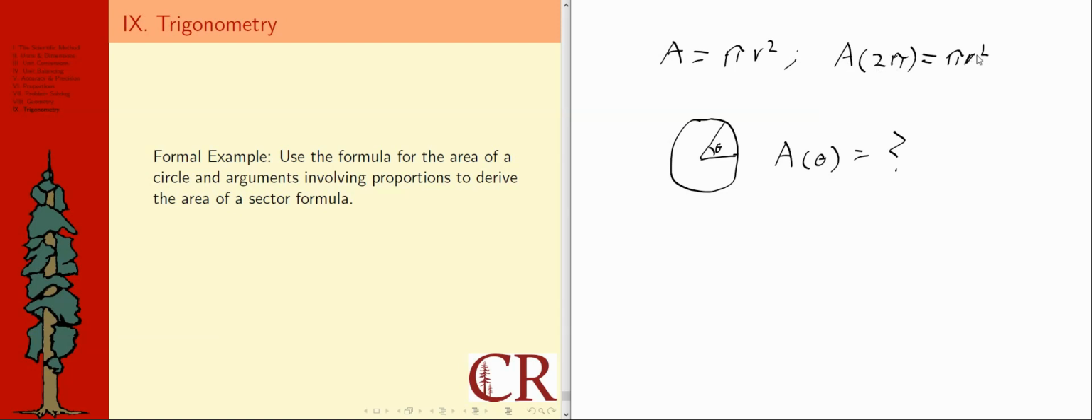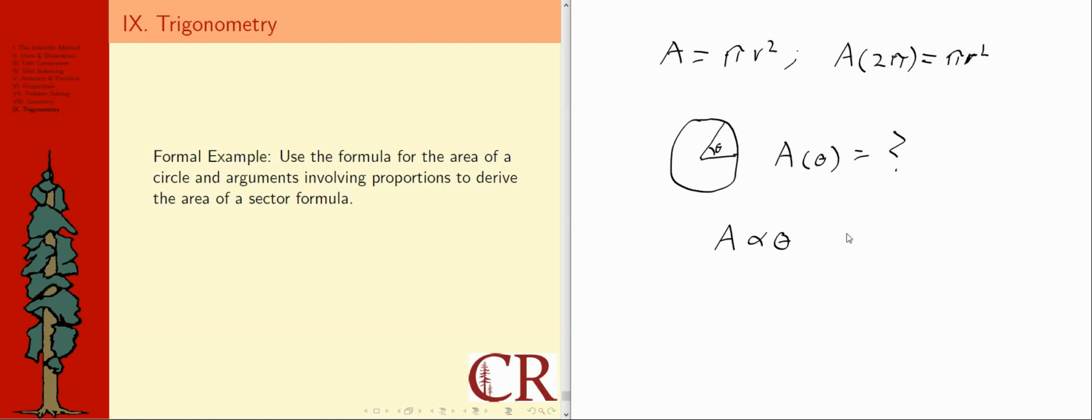Now, it said to use some arguments involving proportions. By the way, I struggle with r sometimes on boards. You might notice that. But anyway, it says to use proportions. I think a simple observation I can make is I think this area of a sector should be proportional to the size of the angle. If you double the angle, you've got double the sized sector, therefore double the area.